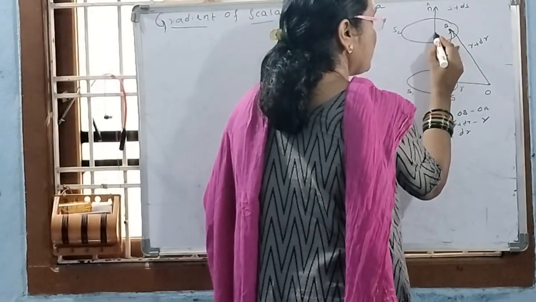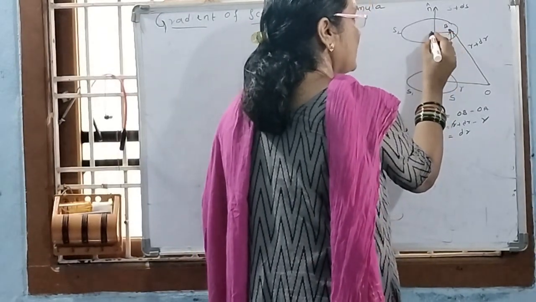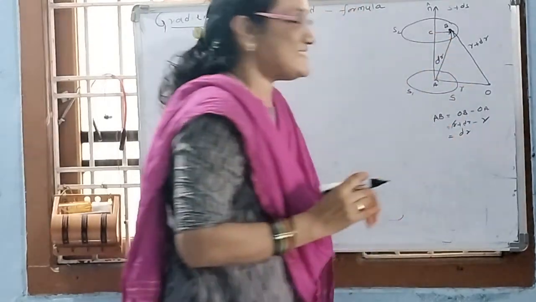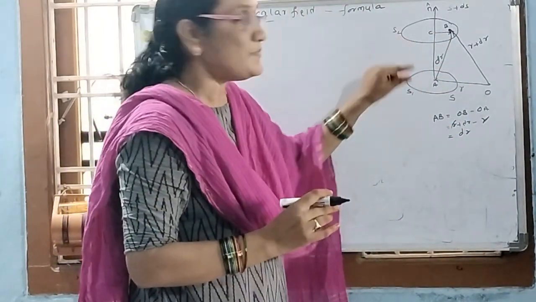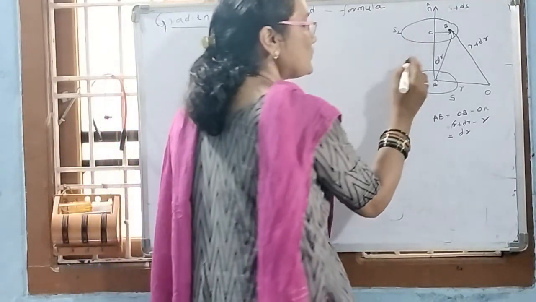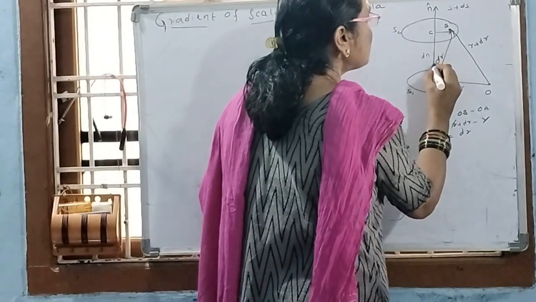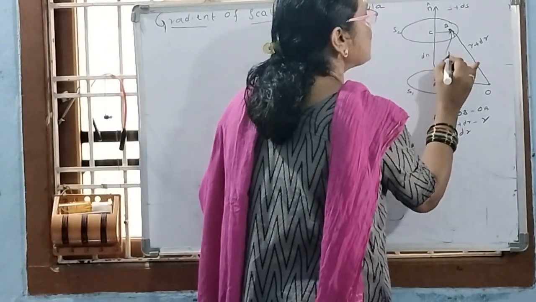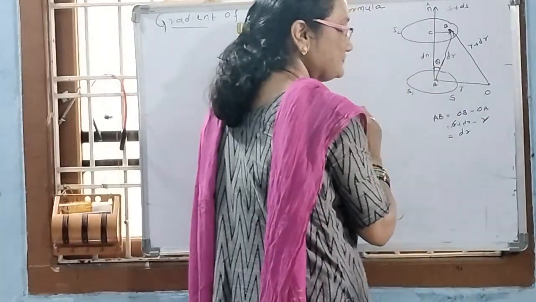Now, on this outward normal, I am placing a point C here. Now this AC becomes the minimum distance between the two surfaces. Let us denote that distance with dn. Now, here you see, I will write dr this side. There an angle is formed here.